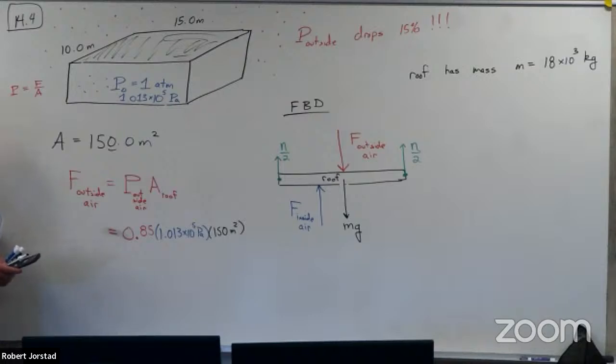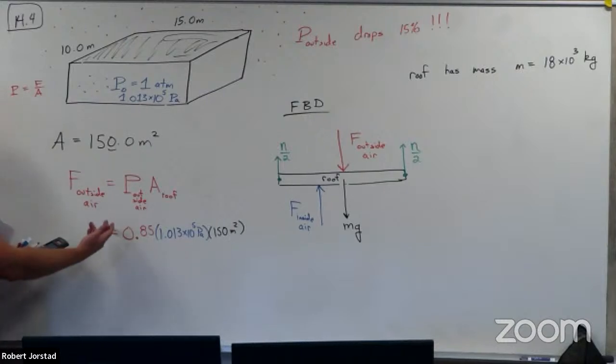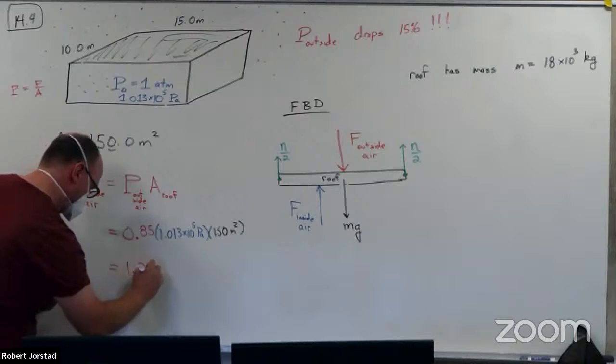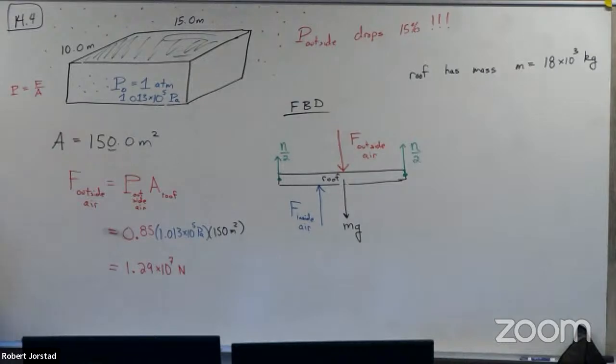E5 times 150. Woof, that's a big number, isn't it? This is what's interesting about this. These forces can be huge when the area is huge, right? I'm going to mode that into scientific so I don't screw up. I got 1.29 times 10 to the 7th Newtons. Anybody else get that? Okay.